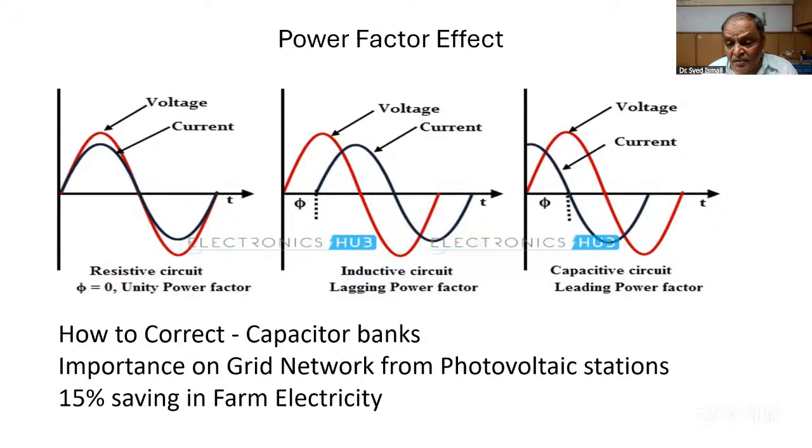When this happens, normally in inductive loads, like pumps and motors, they have a lot of induction problem. In that, the losses are very high. So this is the biggest problem. I told you we are already losing at least 15% of the farm electricity energy because of these losses.